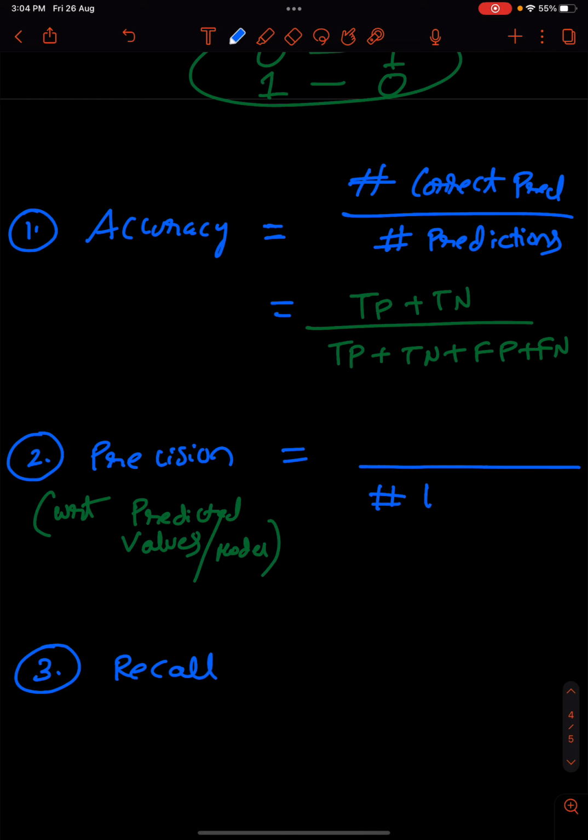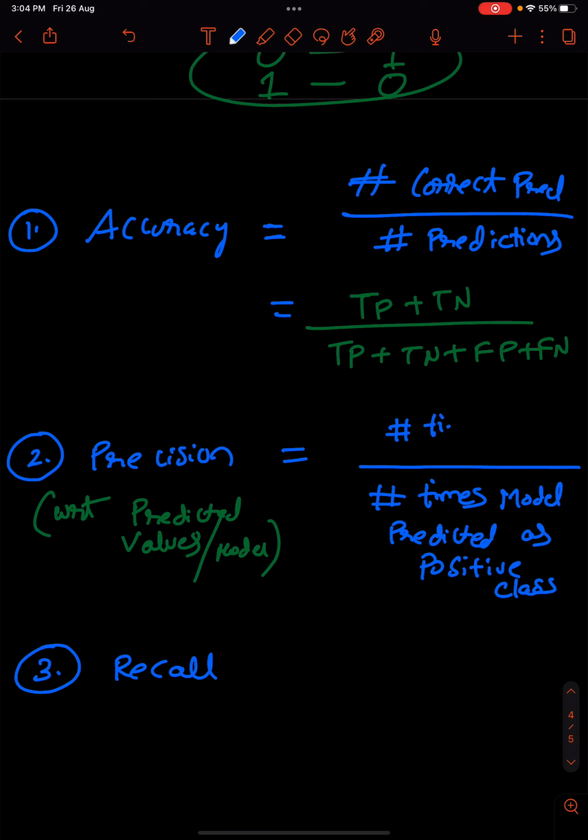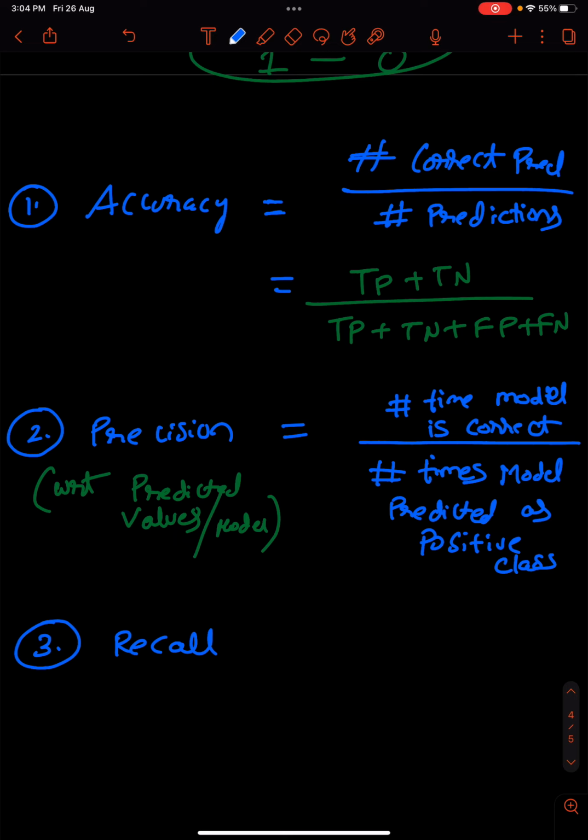Number of times the model predicted as positive class. So this in the numerator would be the number of times the model is correct. Okay, number of times the model is correct.